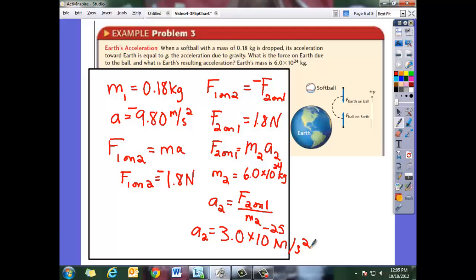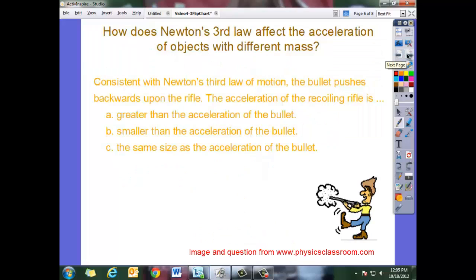Notice that the acceleration of the ball being 9.8 and the acceleration of the Earth being 3.0 times 10 to the negative 25th are very different. In comparison, the acceleration of the ball is very large, but the acceleration of the Earth is very, very small, and that has to do with their masses. So, can we answer this question? How does Newton's third law affect the acceleration of objects with different mass?